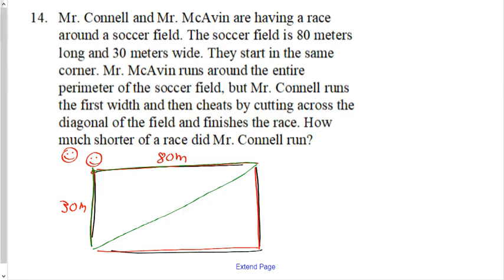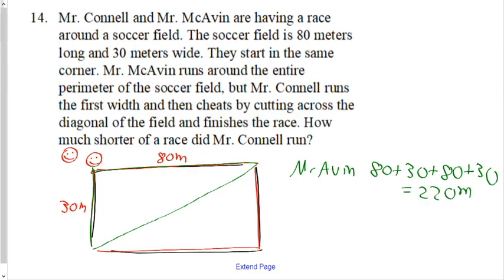So, if I organize it first with McAvin, McAvin went 80 plus 30 plus 80 plus 30 because he went around the whole periphery, which was 220 meters. Okay? Mr. Connell, I'm going to call this X, by the way. Mr. Connell went 30 plus X plus 80 to arrive back here. So Connell went 30 plus 80 plus X.